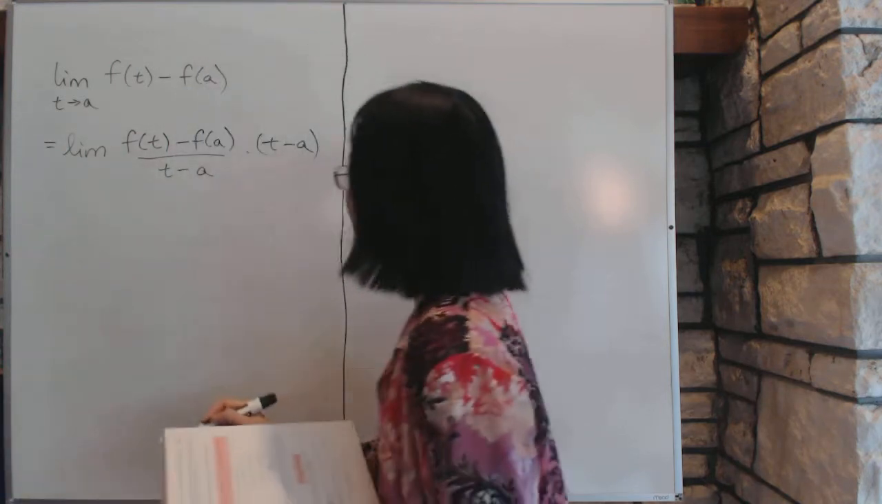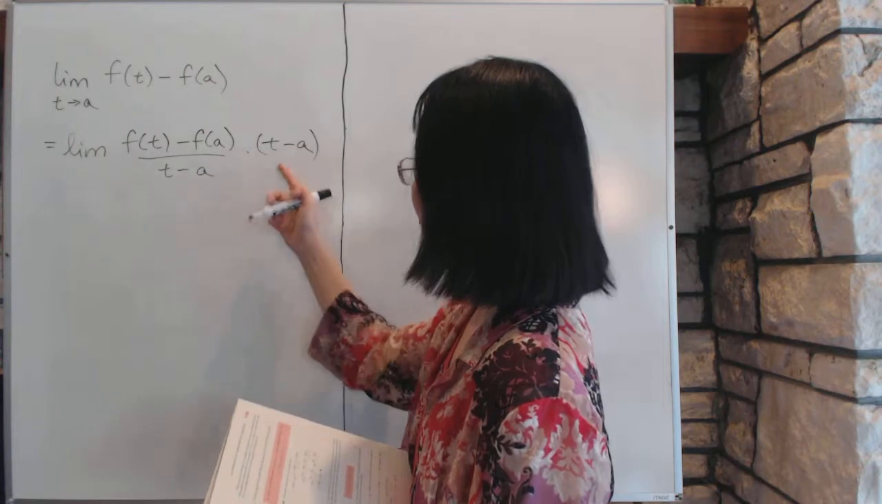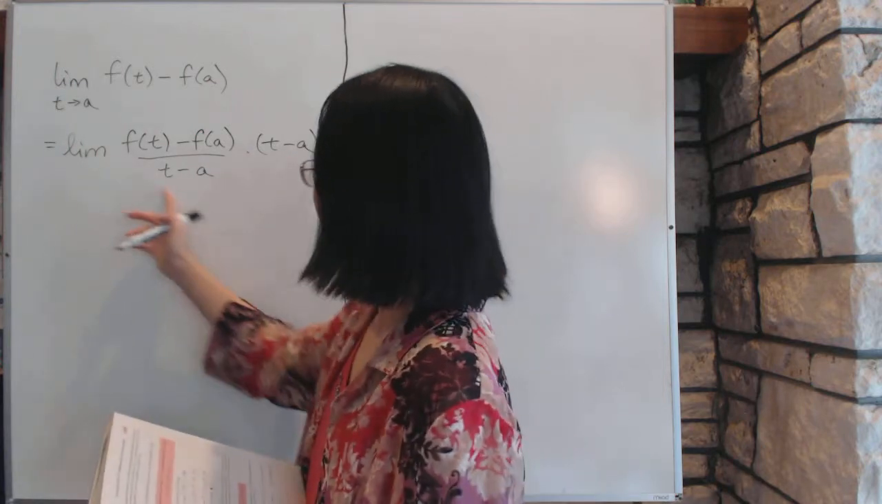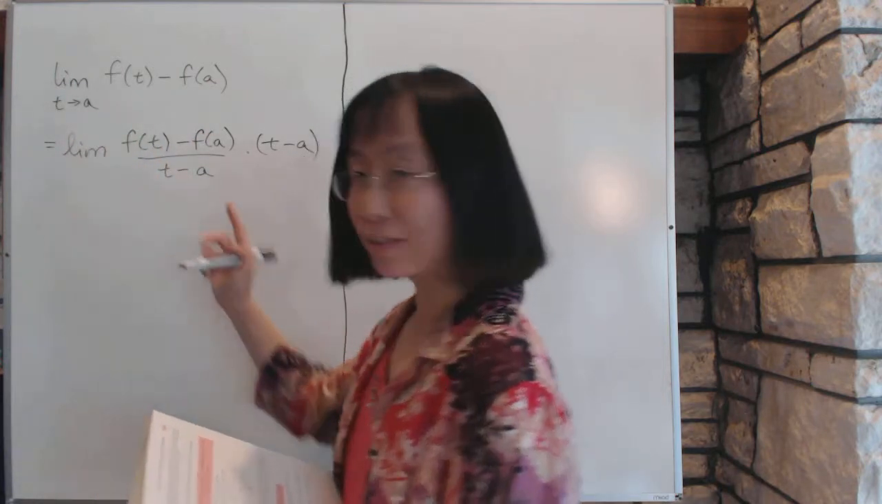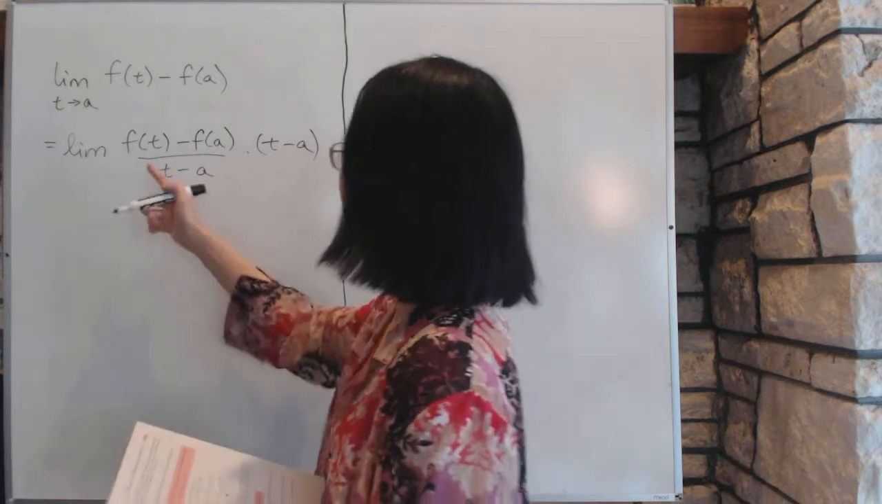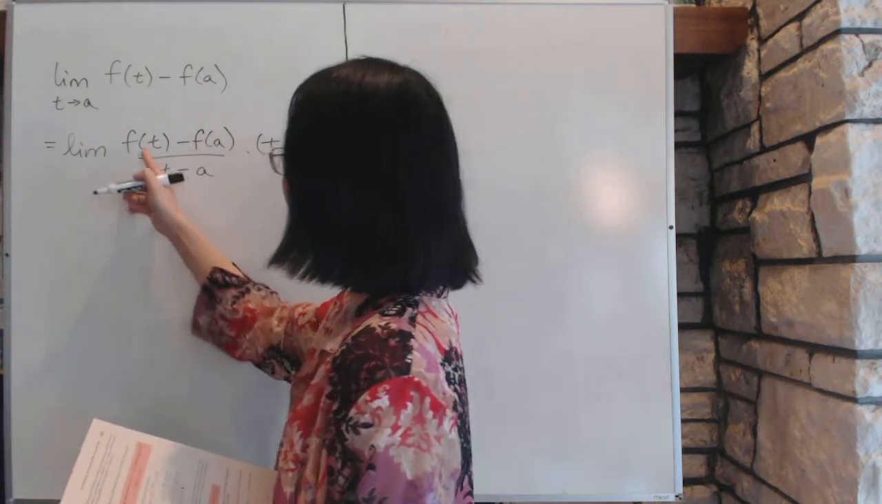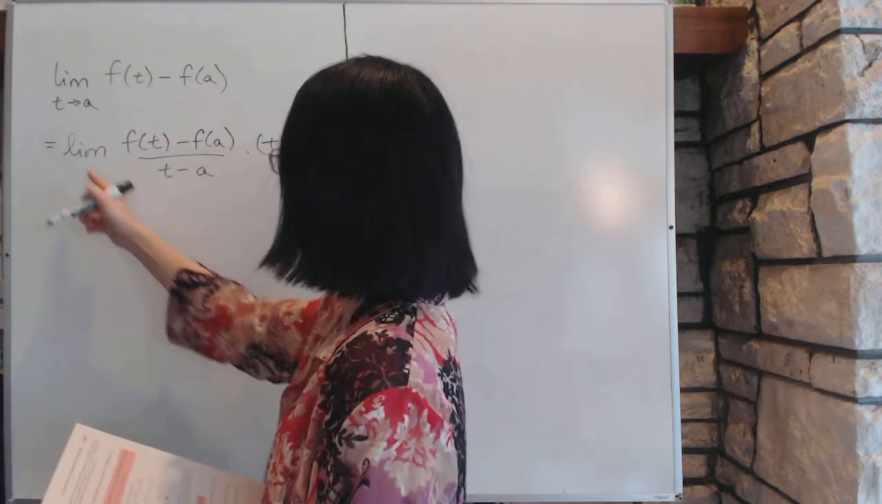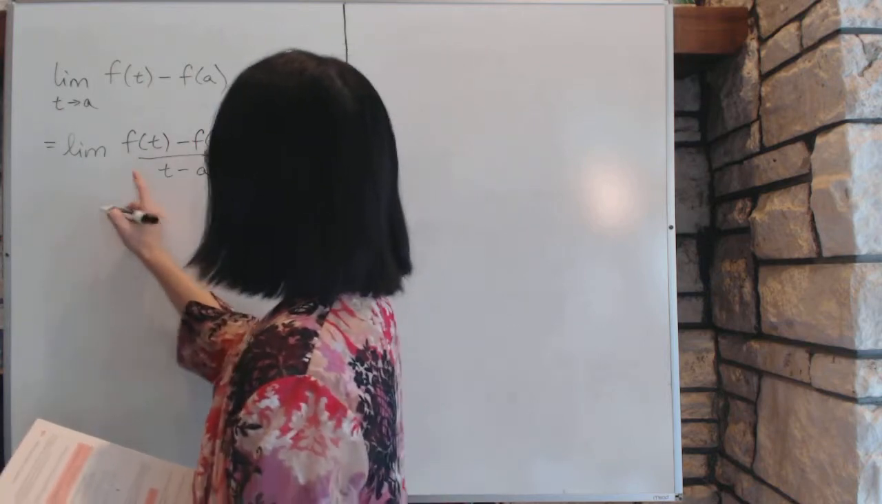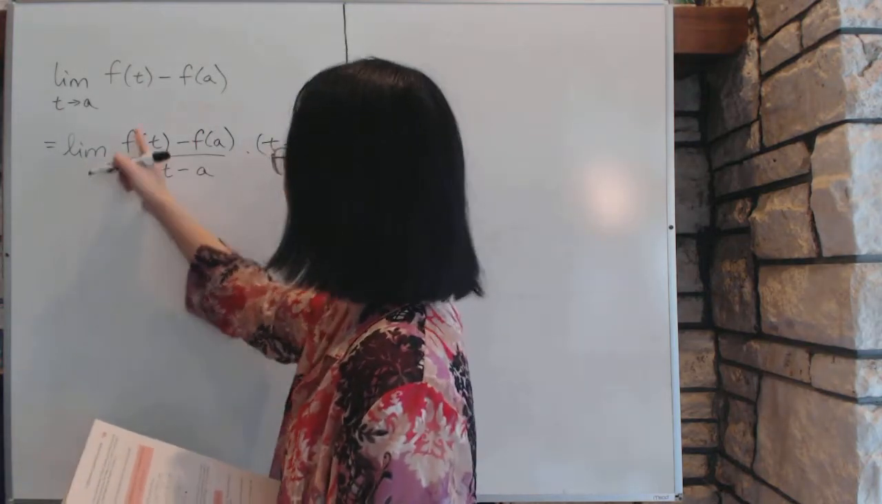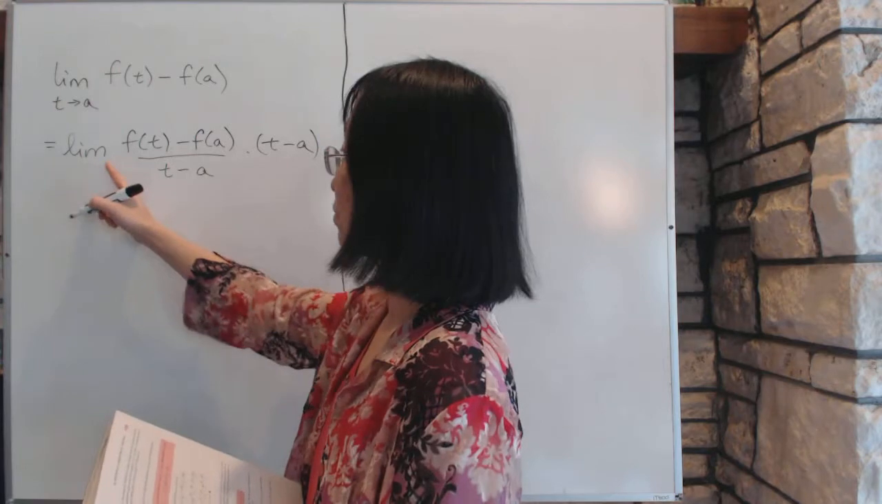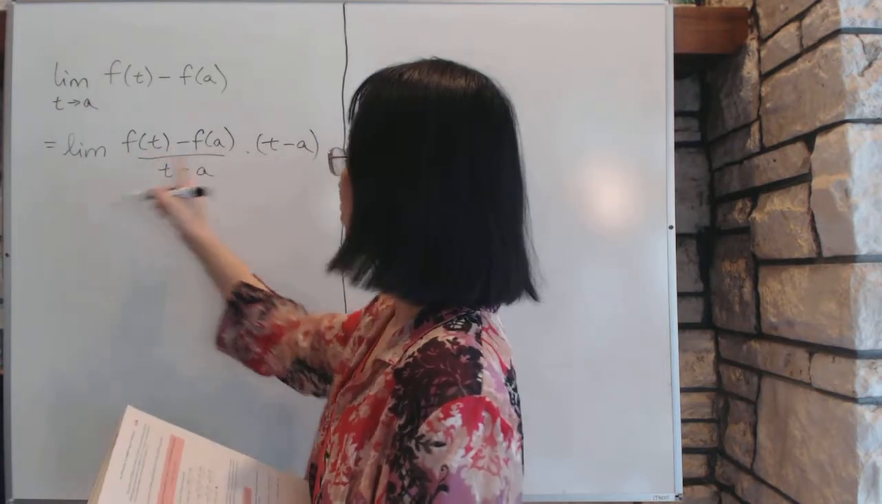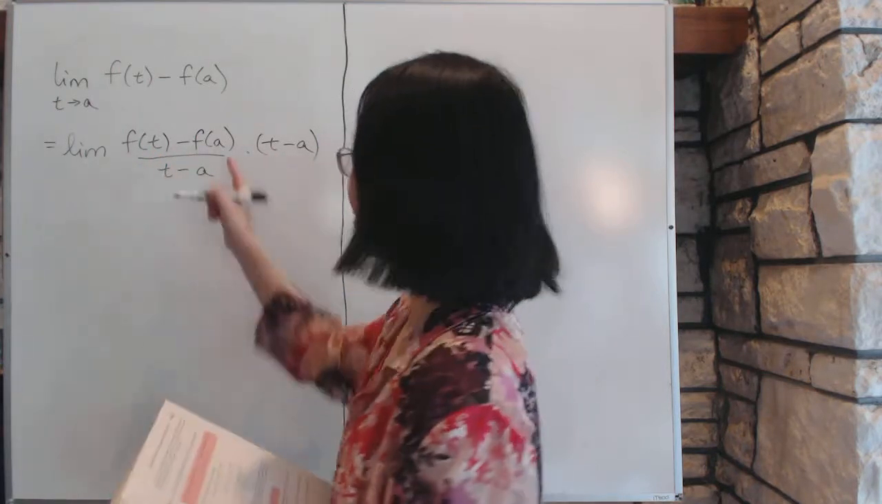Now that seems like a waste of time. Why are we dividing and multiplying? That's because this particular thing right here is the definition of the derivative. Since f is differentiable, the limit of this thing exists. And also the limit of a product is the product of the limits, so we can calculate the limit of each one individually if it exists.